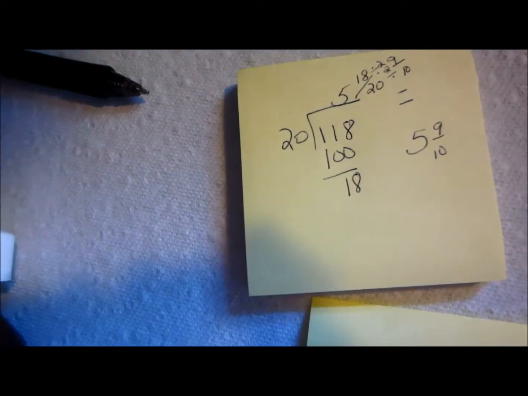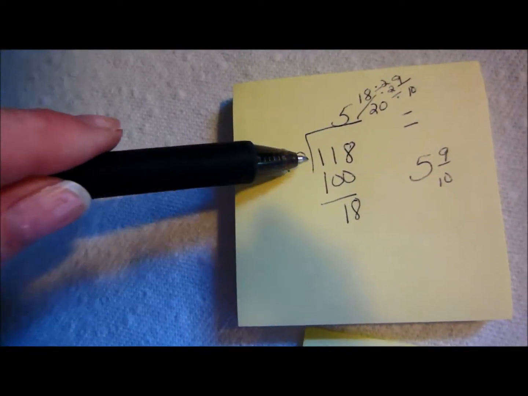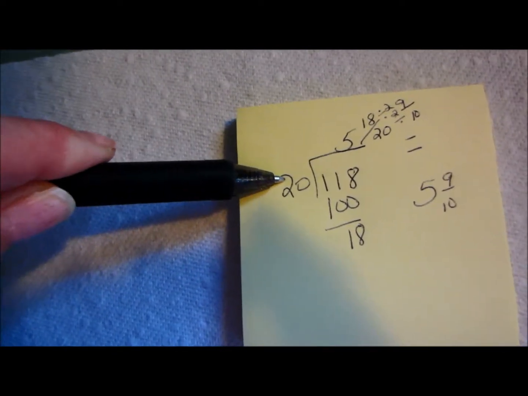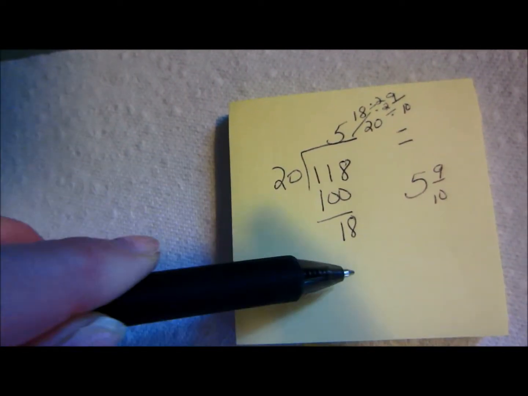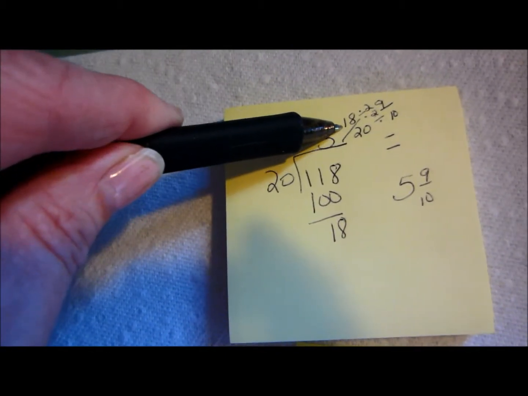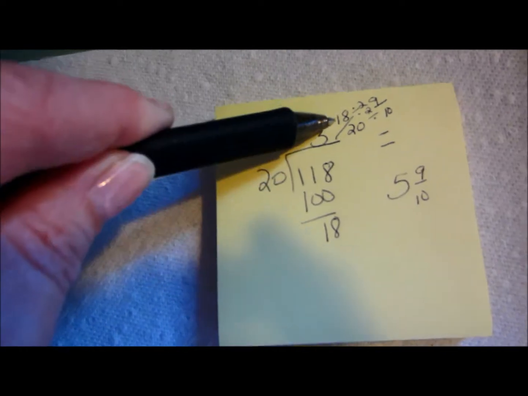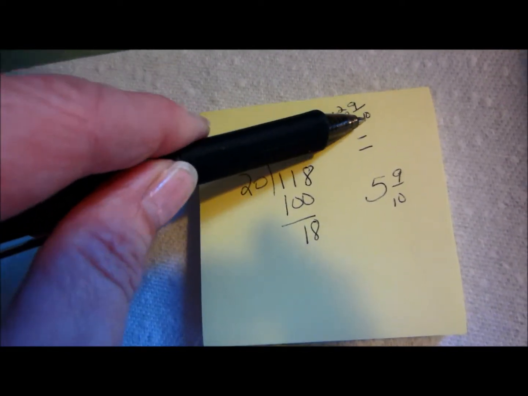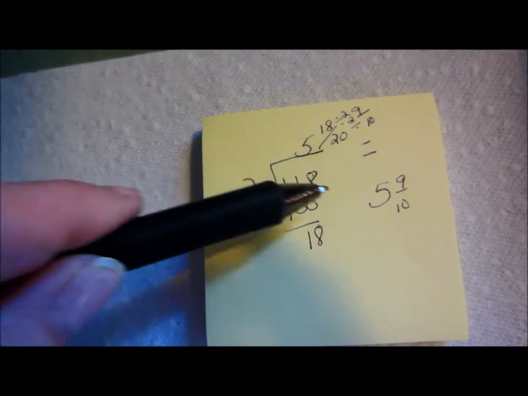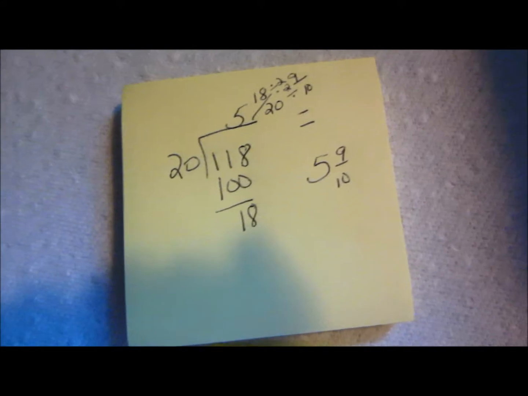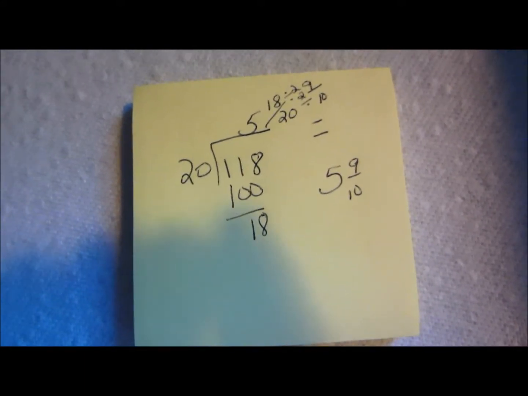So, this is how I did this calculation. 118 in the bottle, 20 per dose. I ended up with 5 doses, 18 over 20, right? My remainder is 18 over 20. Divide each of those by 2, then I'm at 9 over 10. So I have 5 doses and 9/10 of a dose. Does that make sense to you?